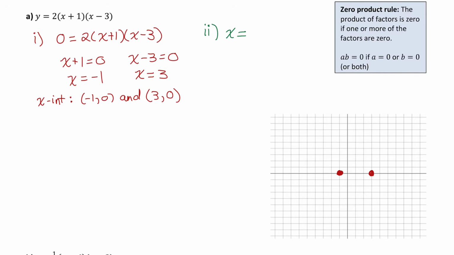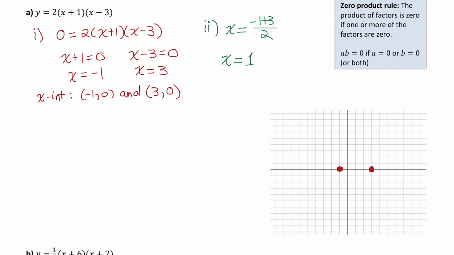And to find the average of two numbers, you can just add them, negative 1 plus 3, and then divide them by 2. Negative 1 plus 3 is 2, so I have 2 divided by 2, which is 1, which means the equation of the axis of symmetry is x equals 1. And I could graph that on my grid.